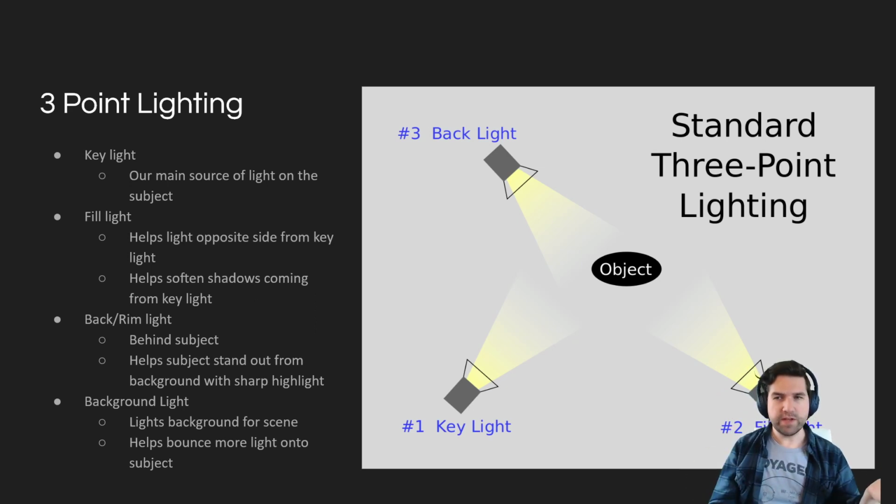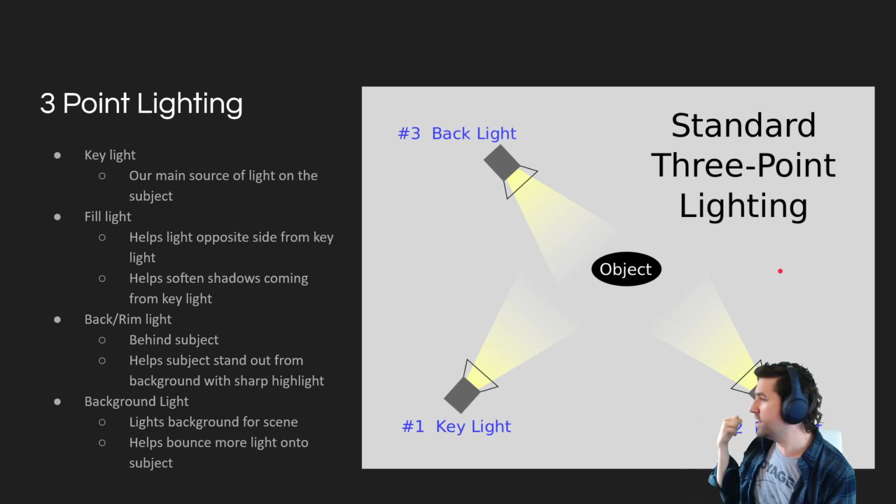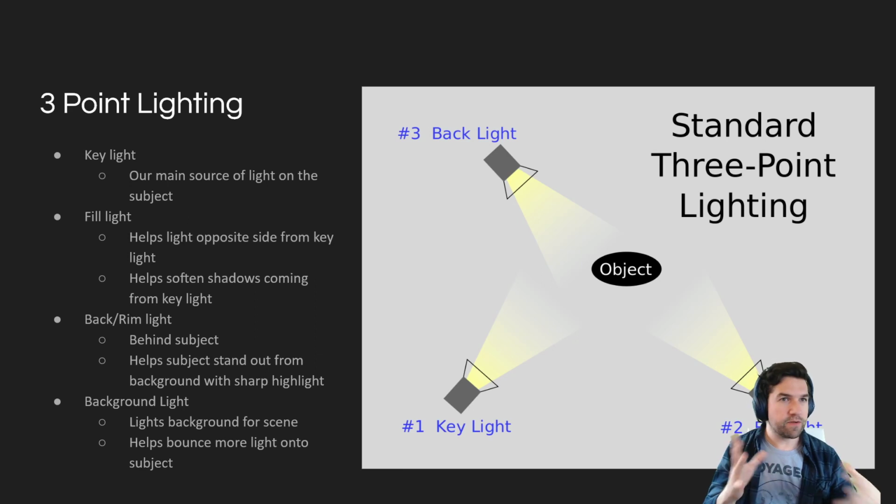Now, the fourth of these that sometimes is used is an actual background light. Like in the case of an infinity wall, or in this case, like I have a green screen behind me, you usually want to light those. They have nice even light on them as well. Otherwise, you get a lot of shadows and things like that.